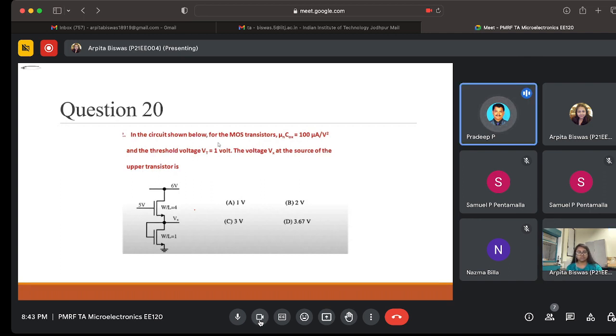Madam, there is no ID now. Only we are writing the ID equation for the upper transistor and lower transistor. Yes, we are equating. Just see in which mode it is operating, like saturation or linear region, and then ID1 and ID2 are equal because the same current is passing through it. Correct, madam. 3.67 I am getting, madam. Okay. Anyone else?